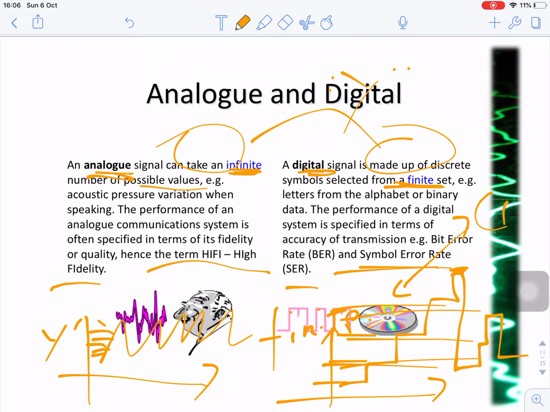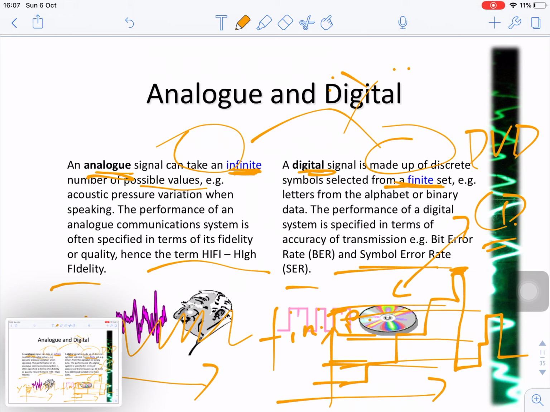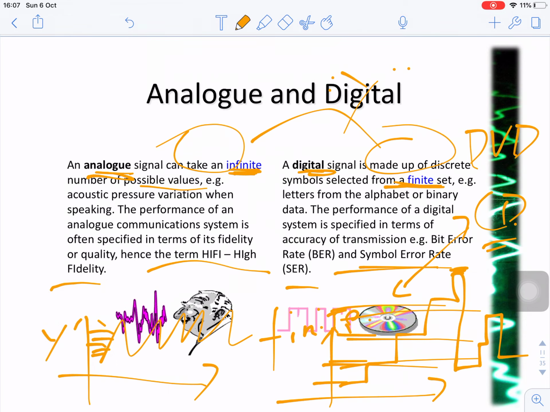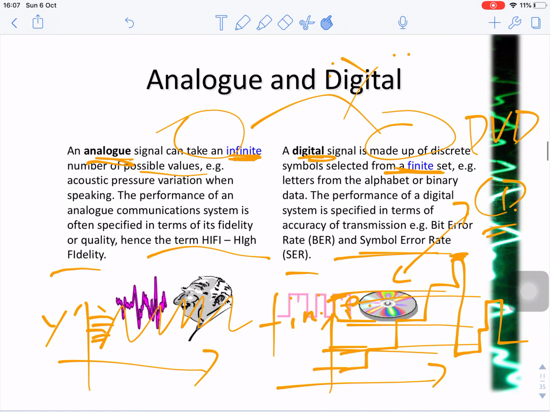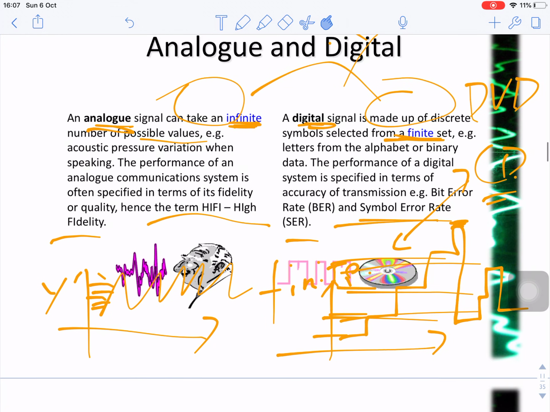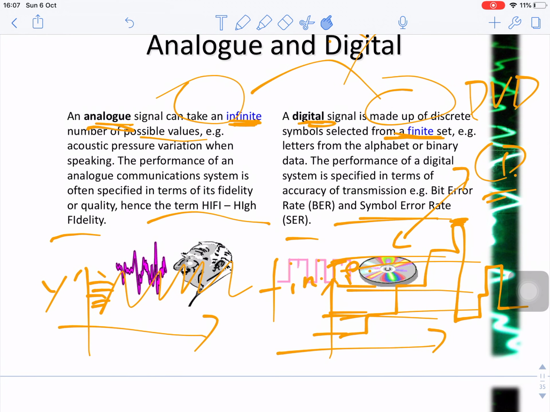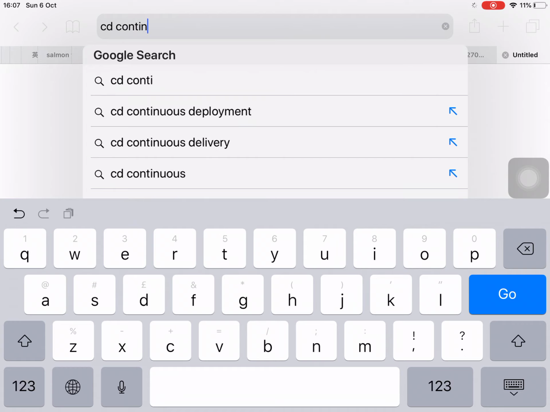It is worth noticing that a CD or DVD is discrete. I want to make sure whether the CD or DVD is finite or continuous. I thought CD is continuous, but let's check whether it is.